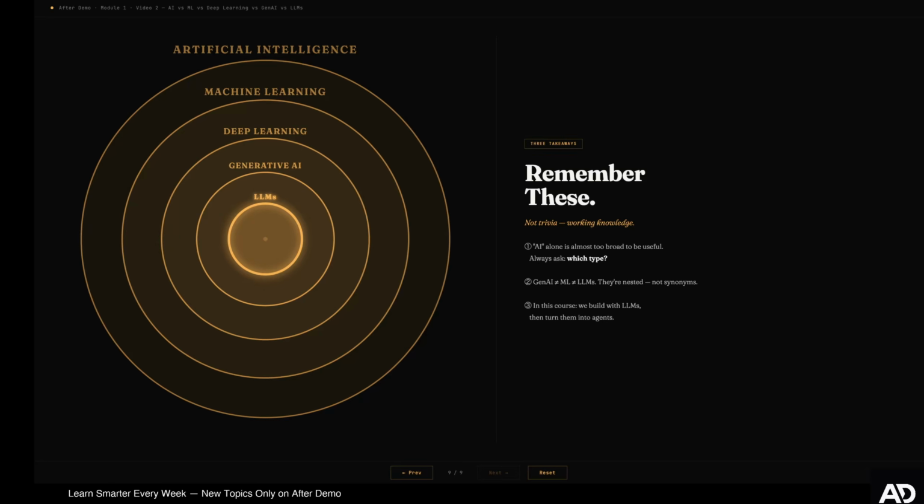The one thing to remember: AI is the field, ML is how it learns, deep learning is the breakthrough technique, Gen AI is what it produces, LLMs are specifically the type we are building with. Five nested rings, one diagram, you won't mix them up again.